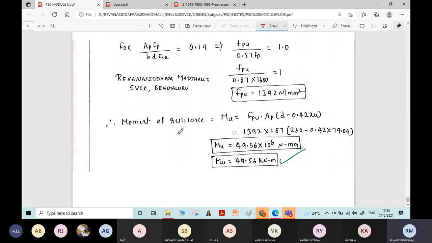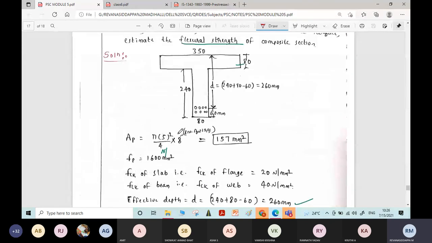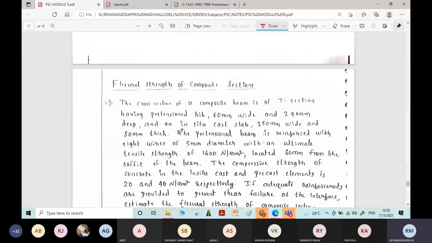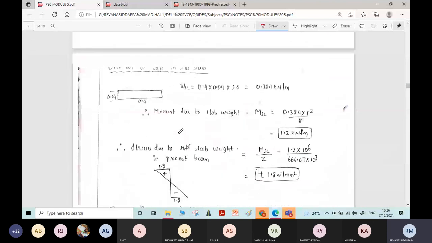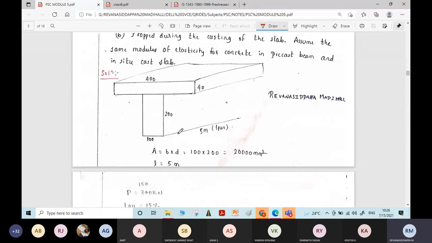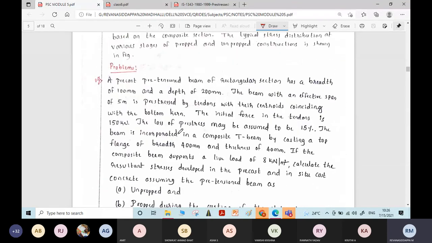See, this Module 5 is a mix of Module 1, 2 and Module 3. In Module 1 you have learnt analysis of stresses. In Module 2 you have learnt how to find the deflection of the beam. In Module 3 you learnt how to find the flexural strength of the beam. If you are thorough with Modules 1, 2 and 3, then Module 5 is very easy. Some minor changes will come that you can incorporate, just referring to the notes.